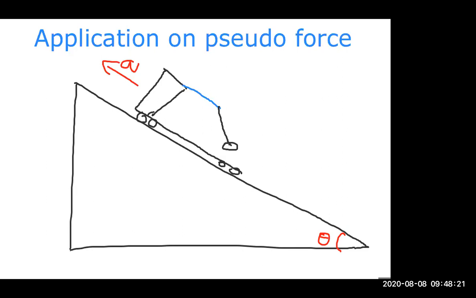First of all, we will take some lines here. The weight will always act downward. This is mg. And here again we can resolve it into components. First we will draw one line parallel to the slope, and the other one perpendicular to the slope.